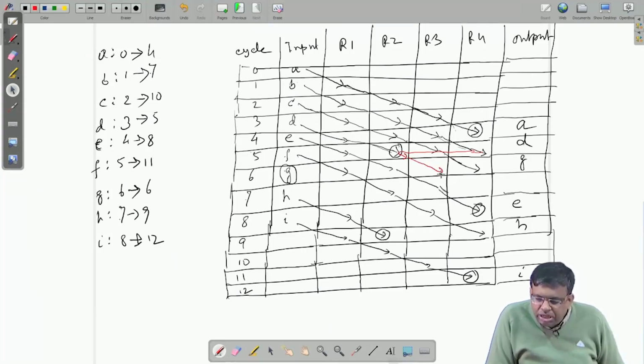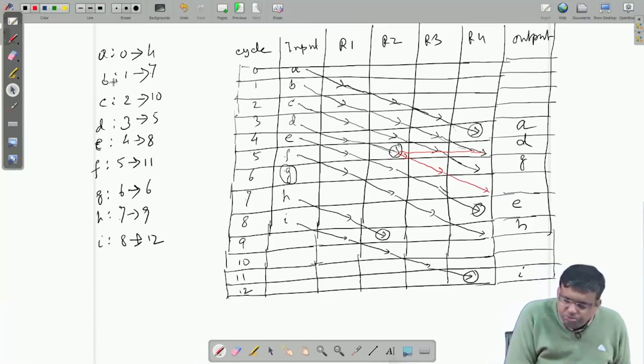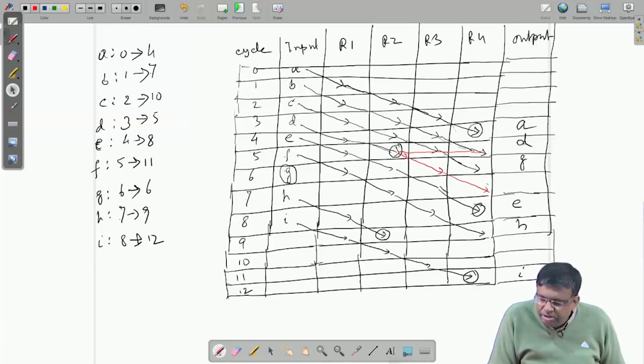So, it comes to 6 to 7, but what is this fellow? This fellow is B. B is from 1 to 7, fine, I reach the end. So, this is B. Similarly comes C. C has reached here, but I am sure somebody will be available. Some register input will be available where I can give, and it can proceed down the line.